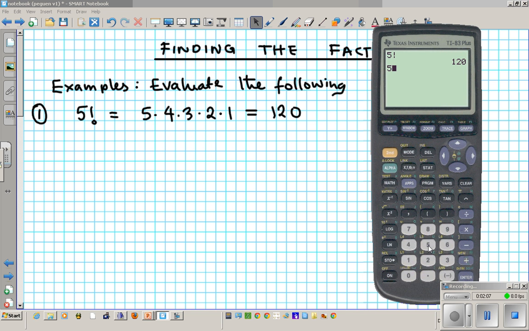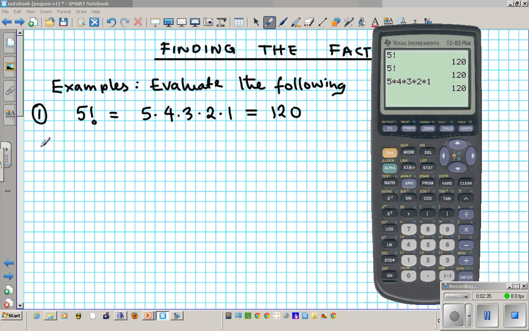Another way you can do this is you can go to catalog. Second function 0 gives you access to everything in the catalog. You scroll up continuously and then you end up with the factorial symbol right here. Bam, 5 factorial, 120. Okay? Or you want to do it the long way, 5 times 4 times 3 times 2. If you have energy to waste, you can do it this way. Alright, let's take a look at another example.